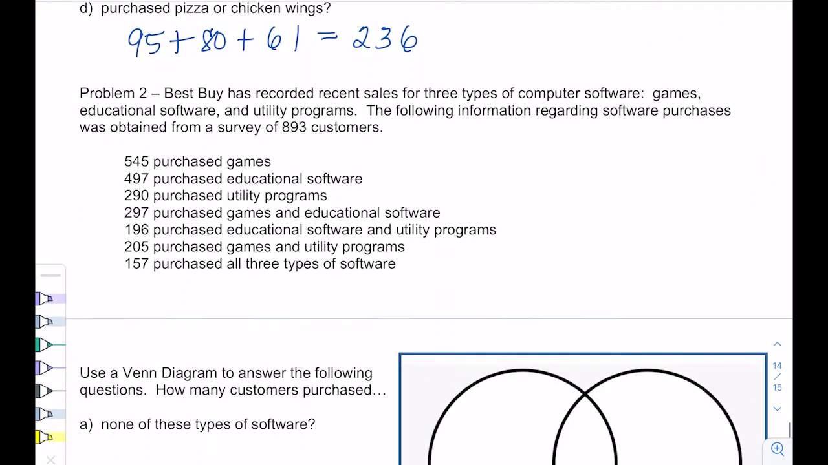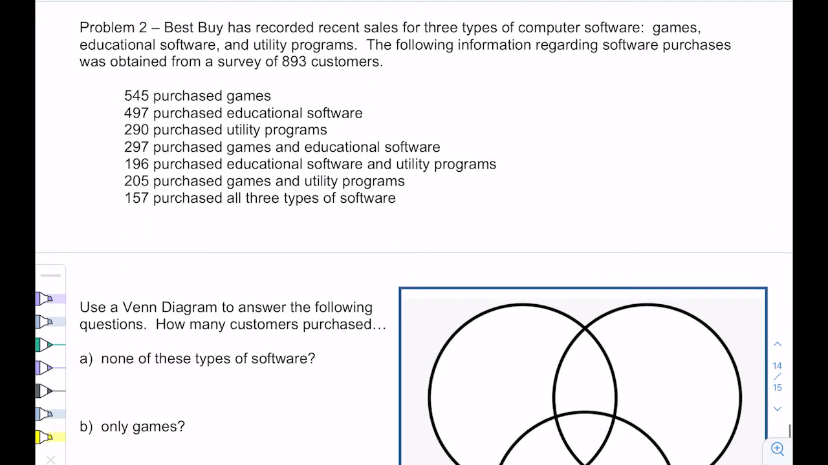Let's move on to problem number 2. Feel free to pause the video and read the problem, look at the questions, and start beginning to label the Venn diagram, and then unpause when you're ready.